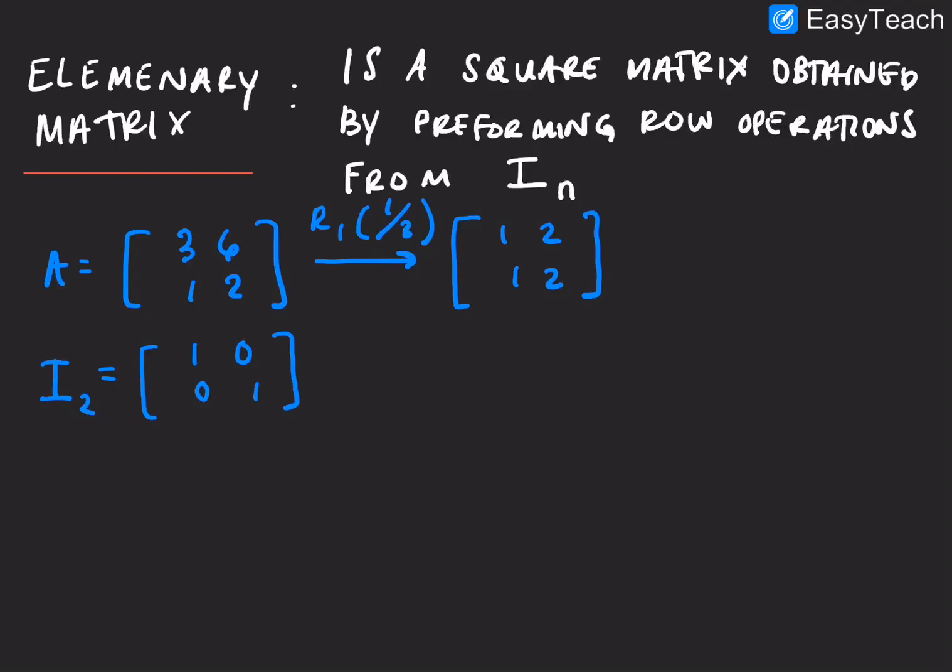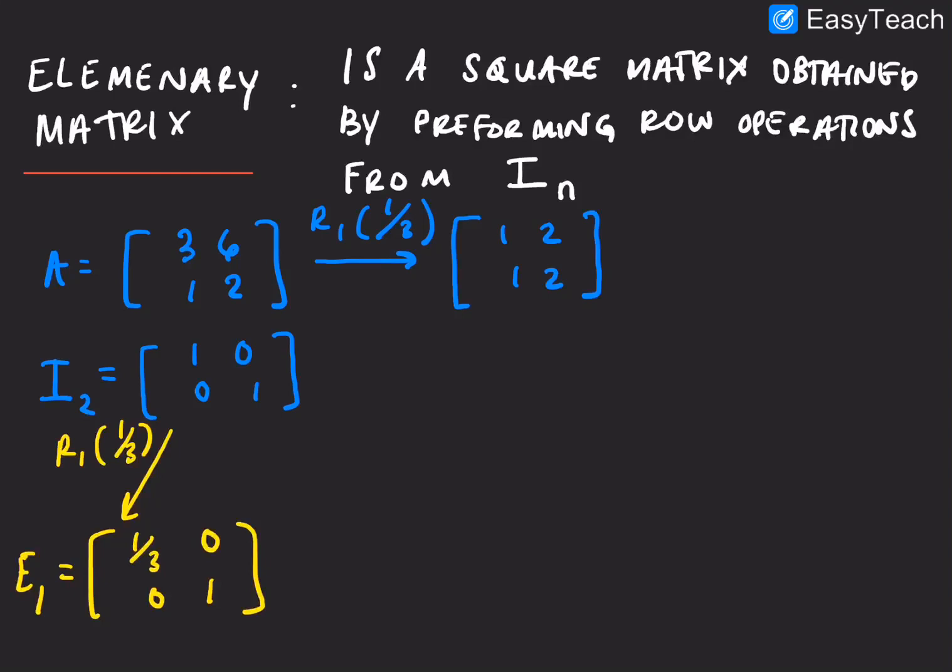I'm just going to make a little arrow like this, and I'm going to get my elementary matrix E1. After I apply that operation, I get 1/3, 0, 0, 1. So that's my E1, my first elementary matrix.